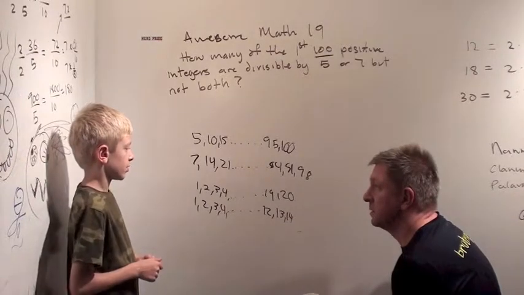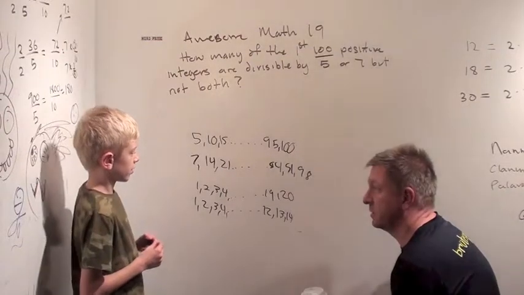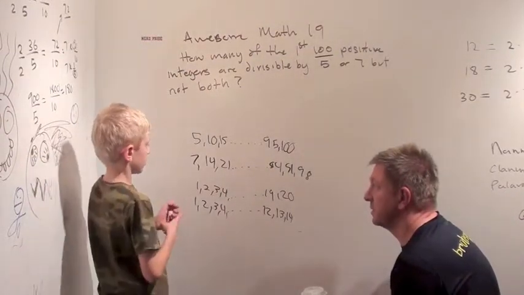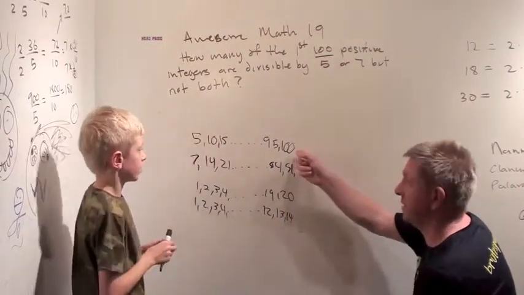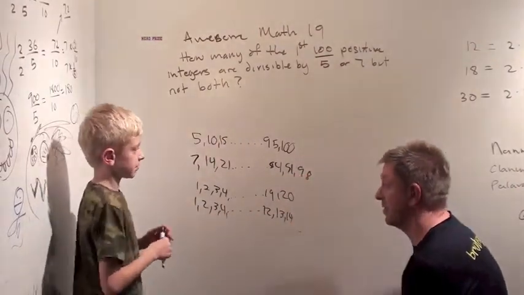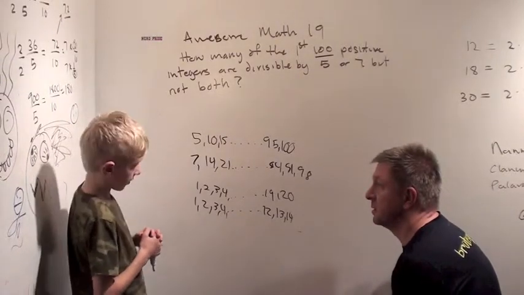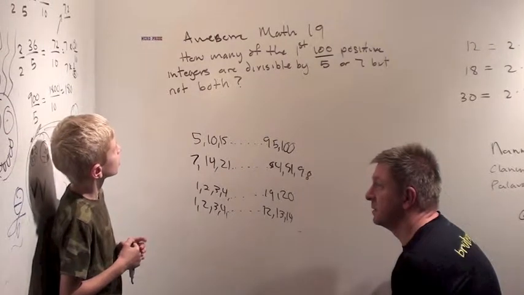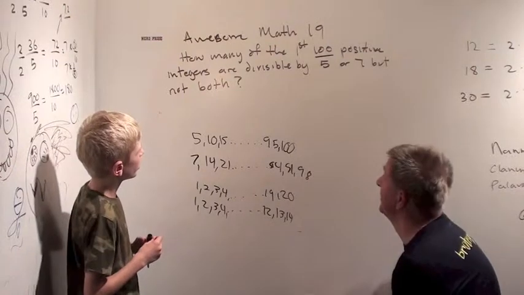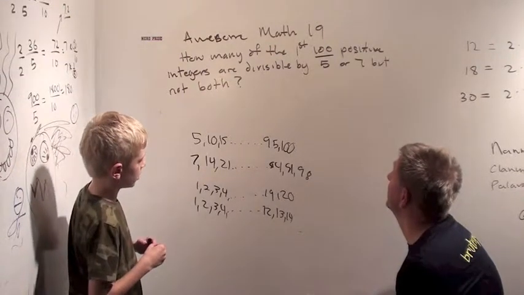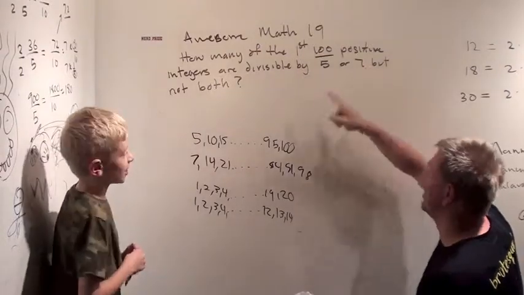So 34. What does that count? That counts all the multiples of 5 plus all the multiples of 7. Is that what we were supposed to be counting? Well, it says 5 or 7. But does the sentence end here? No, but not both. Now we have to see if any of these are both.